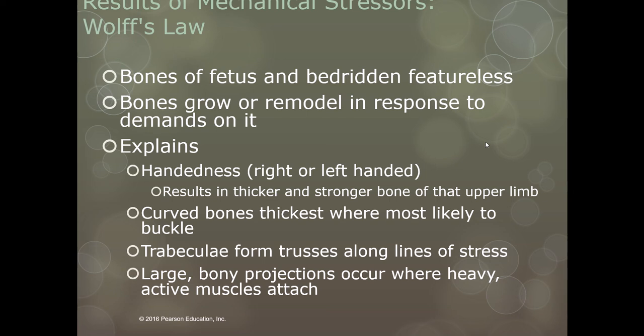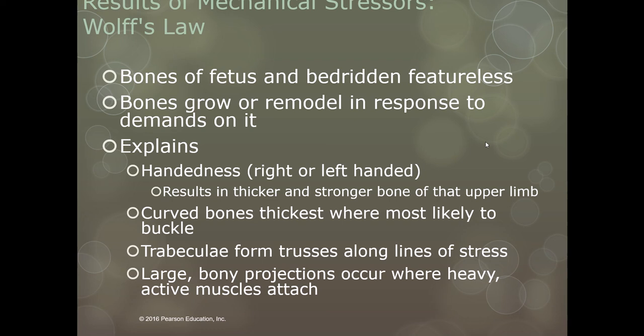Wolff's Law explains our handedness. So the bones in your right hand, if you're right-handed like me, are thicker and stronger bones than the bones in your left hand. If you're a lefty, your left-handed bones are going to be bigger and stronger than your right-handed bones. Now, of course, you couldn't look at your fingers and see a huge difference, but they will be different.